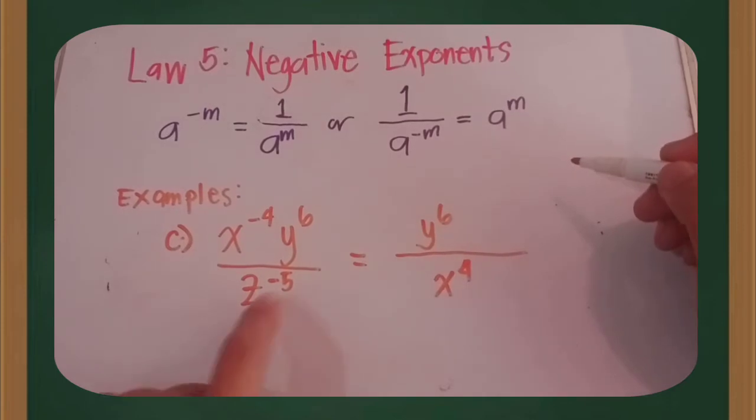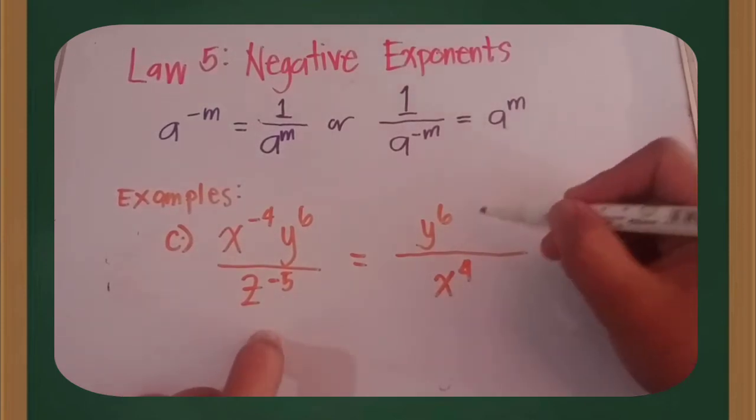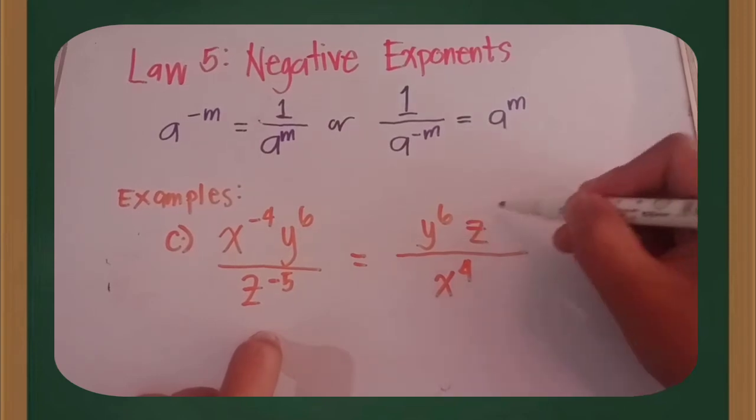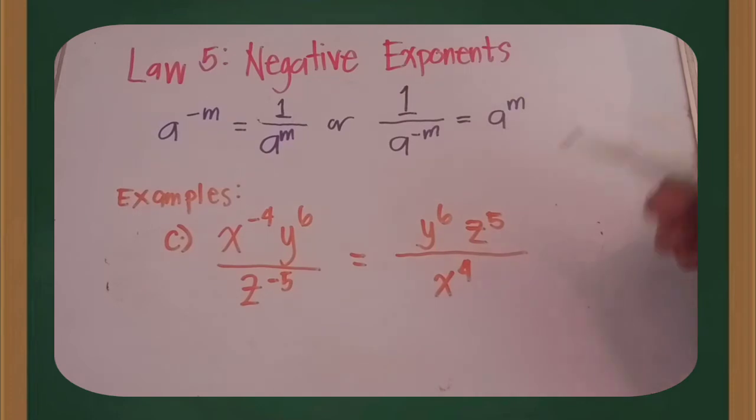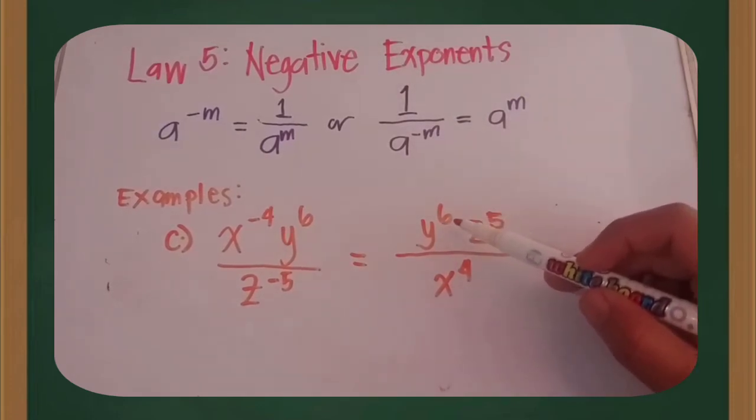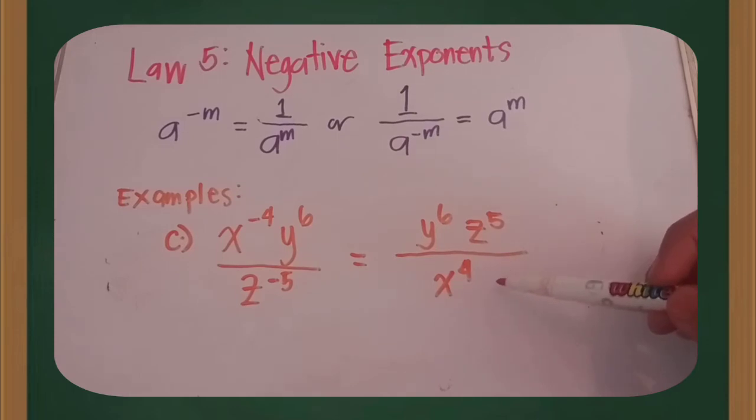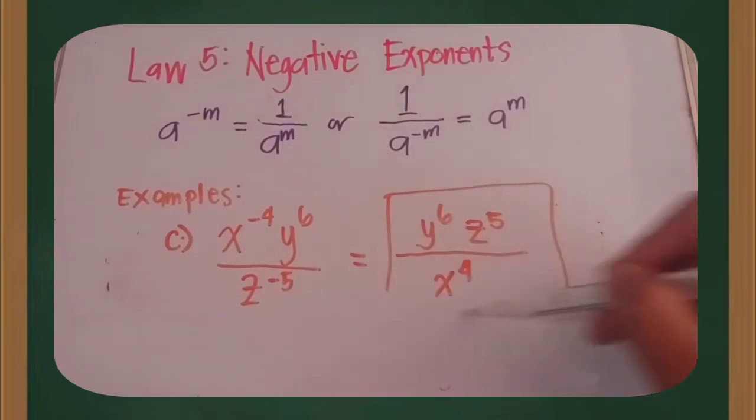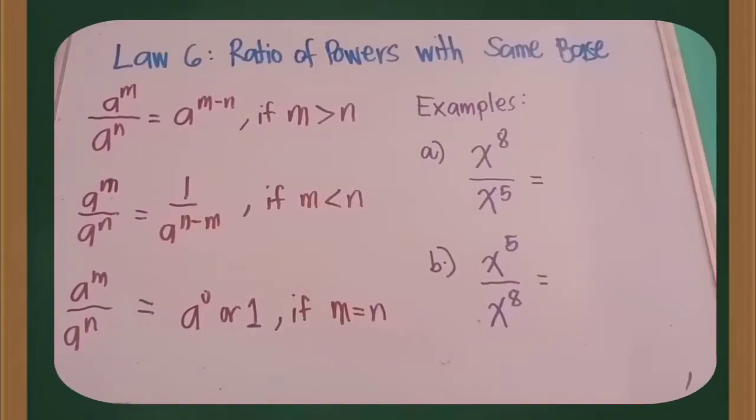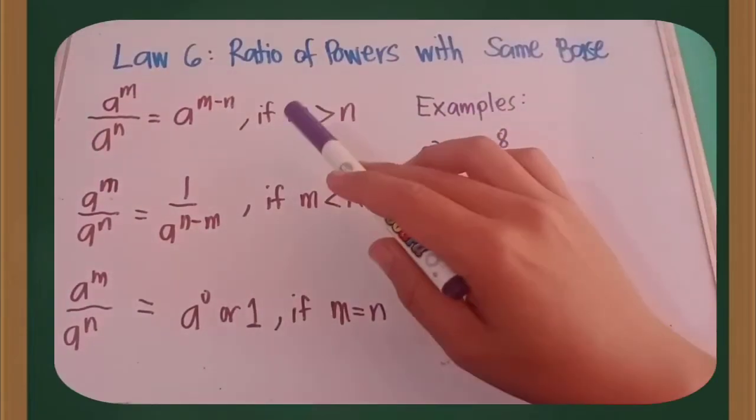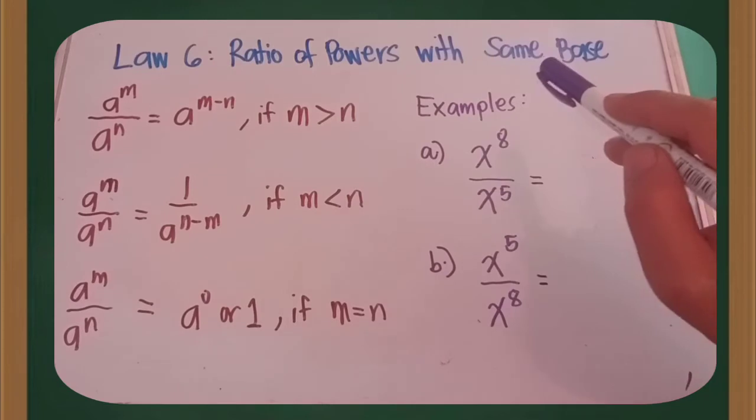Then, z raised to the power of negative 5. Nasa ubos, correct? To make it positive, atong ipataas or ipasaka. So, the final answer is y raised to the power of 6, z raised to the power of 5 over x raised to the power of 4. So, this is the final answer. I hope that's clear.